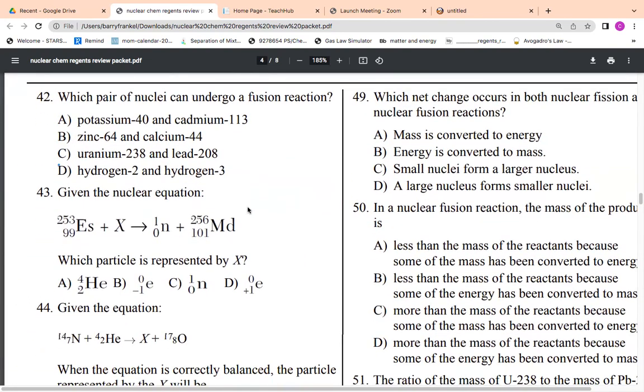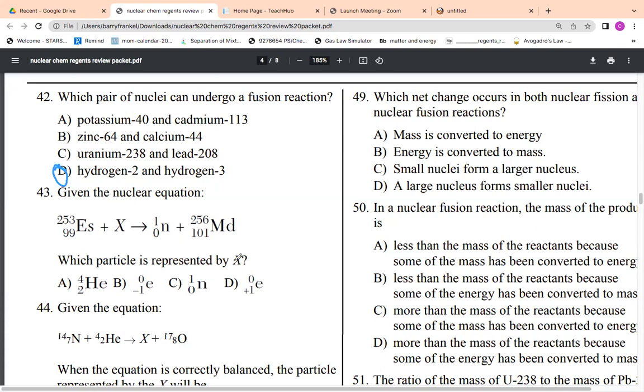42. Which pair of nuclei can undergo a fusion reaction? Again, this typically is going to happen between very light nuclei. So I want to look for the things with the smallest mass numbers, and I can just see right here that it would be choice D, hydrogen 2 and hydrogen 3. And those are typically the examples that you will see.